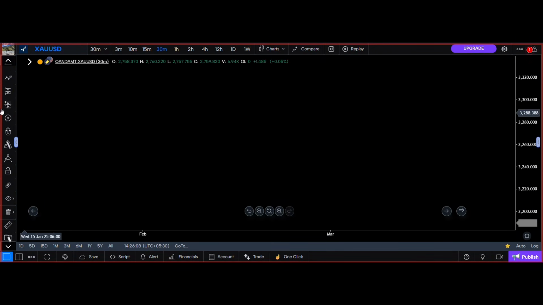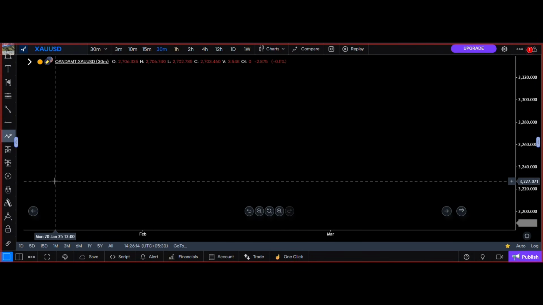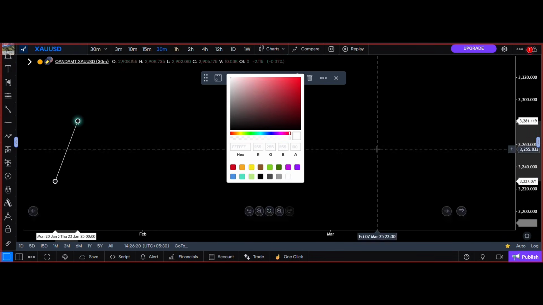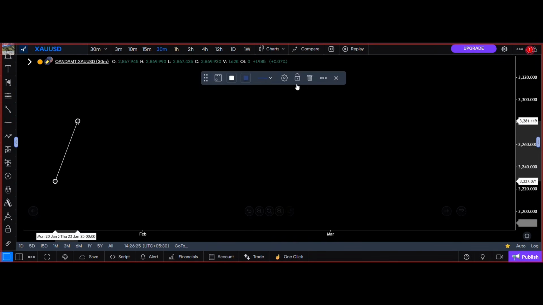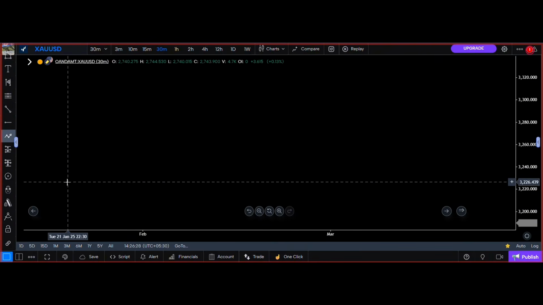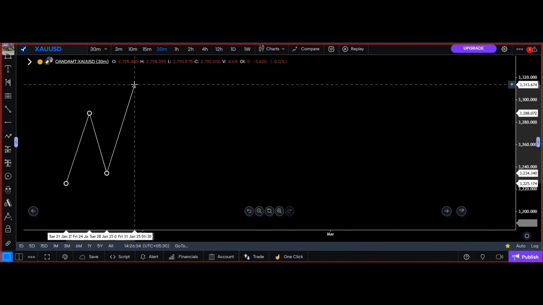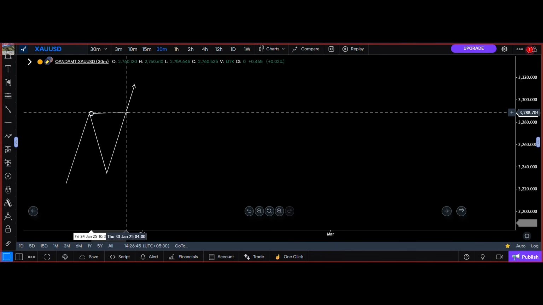In entry model 3, in this model, let's take a bullish example first. The market moves up, then comes down, then gives a break of structure to upside. This is the 4-hour time frame view. We got a break of structure here. This is the 4-hour or higher time frame.